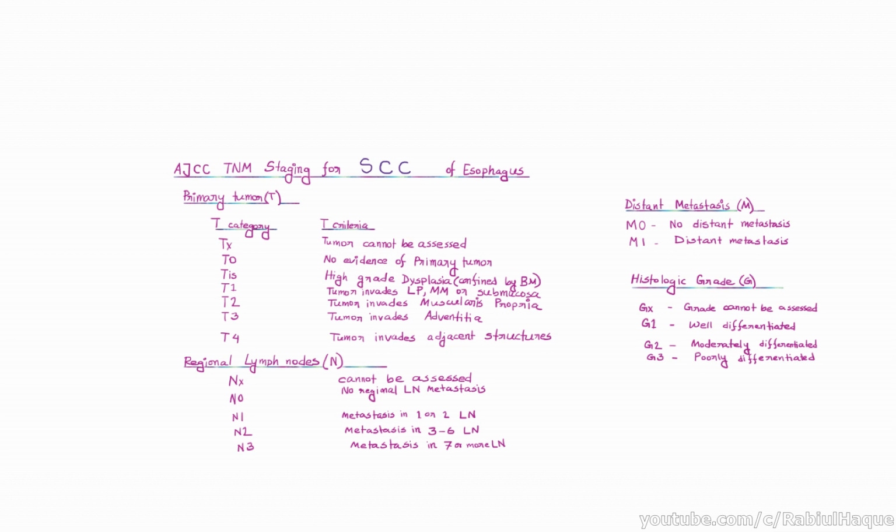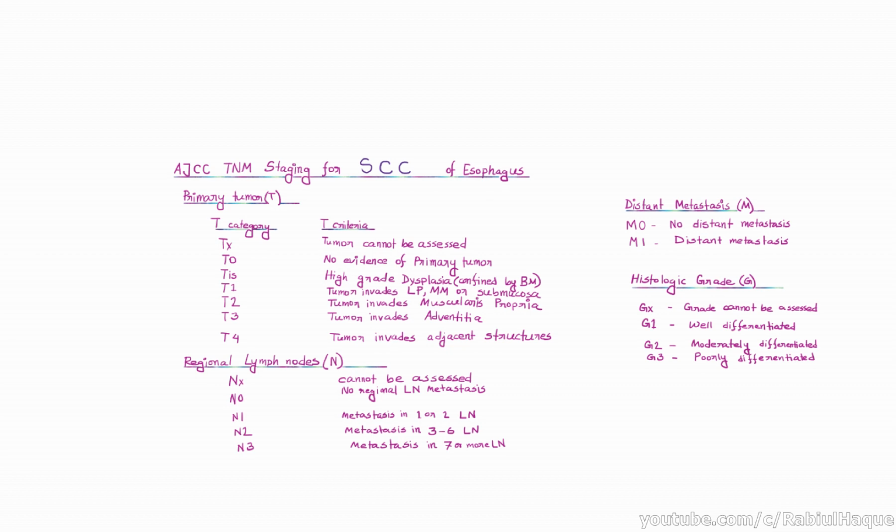So in TIS, there are malignant cells, but those malignant tumor cells are confined to the epithelium by the basement membrane. The next category is T1, and here the tumor cells are invading the lamina propria, muscularis mucosa, or submucosa. When the tumor cells are invading lamina propria or muscularis mucosa, it is known as T1A, and when they are invading further into the submucosa, this is T1B.